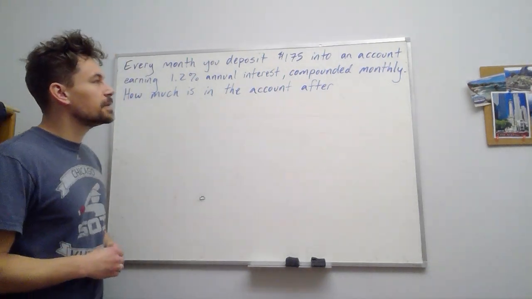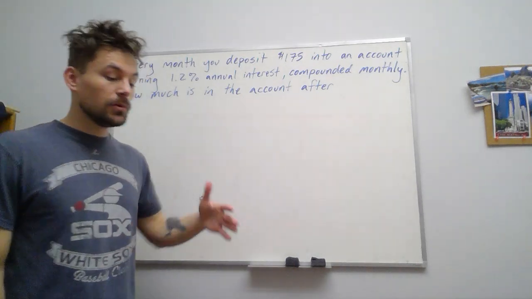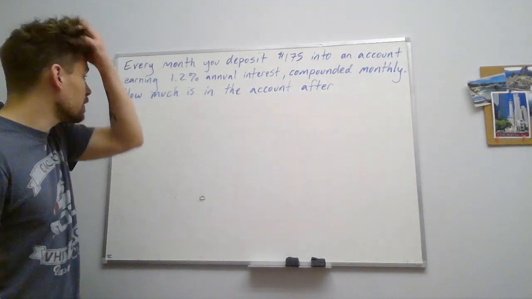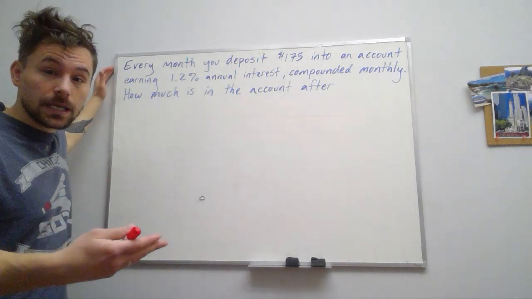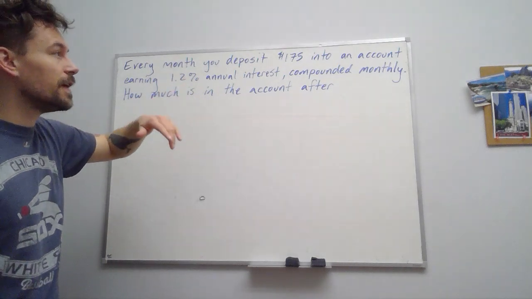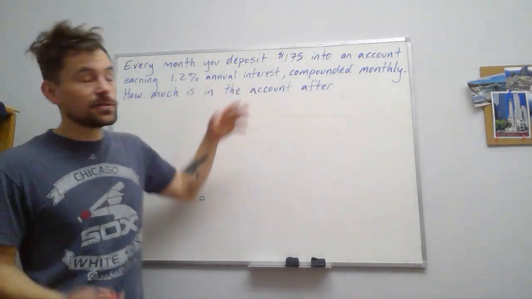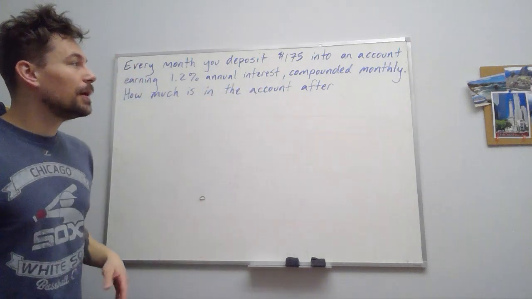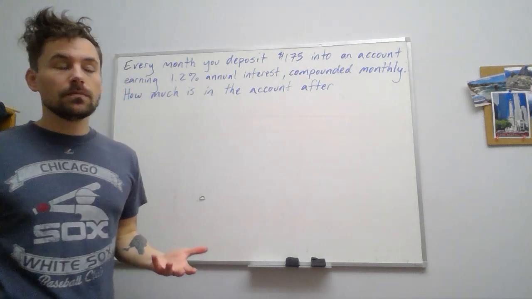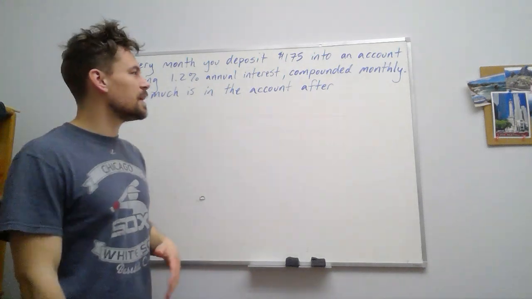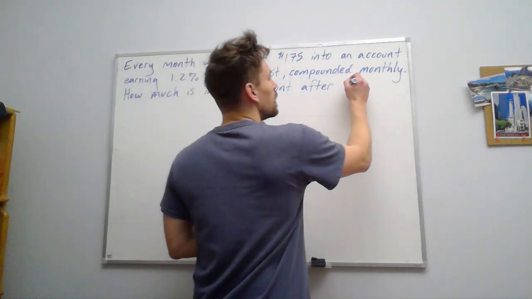So let's look at a scenario where we're using a formula instead of the table or the TVM solver in our calculators. Every month, let's assume at the end of every month, we're depositing $175 into an account earning 1.2% annual interest, APR, but we're going to compound monthly. In fact, for most of these, we're going to assume we're compounding monthly. That's generally how things operate. So let's figure out how much is in the account after, say, 8 years.